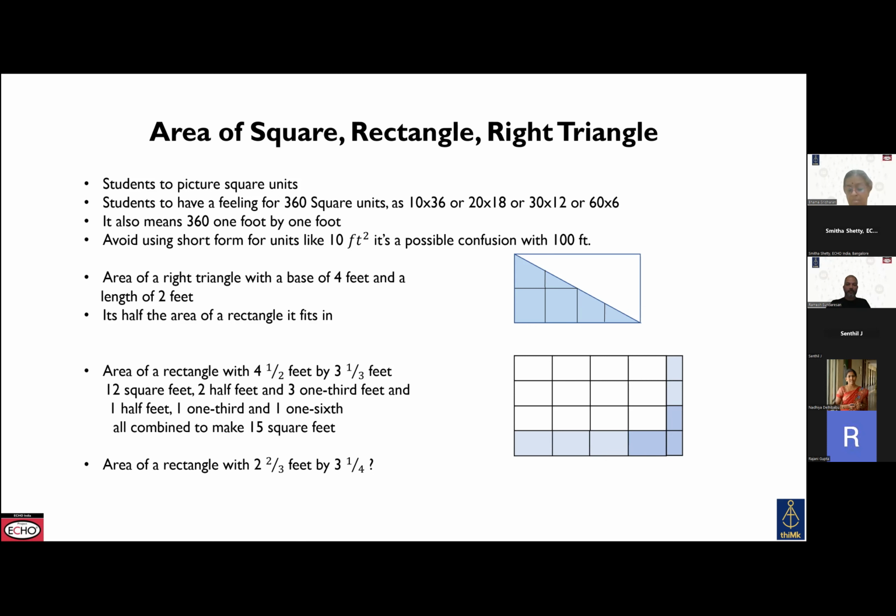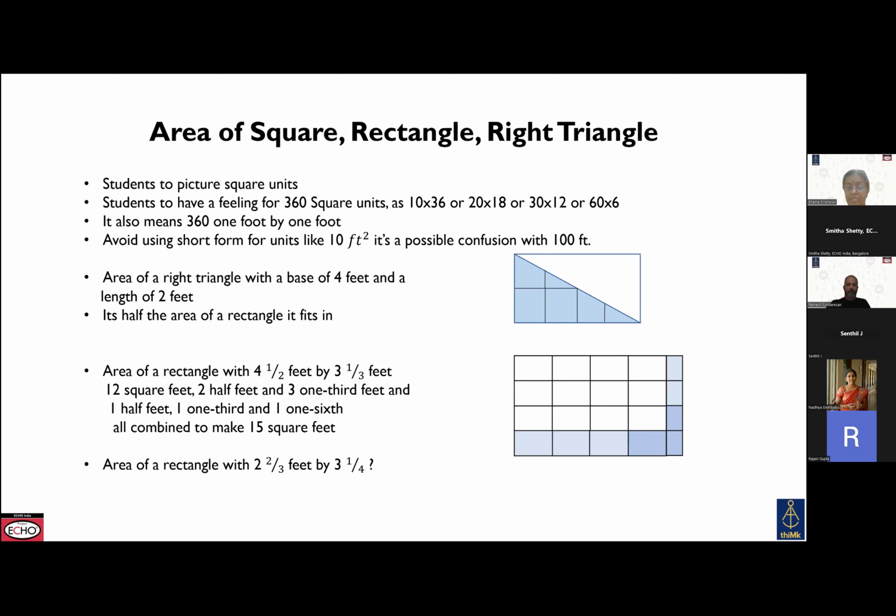Many times when we write 10 square feet or 10 feet square, there is a possible confusion of whether it is 10 square or 100. When we introduce this, 10 feet square is not yet introduced at that age. Exponents come much later. Most teachers handling it in class would know that it is a term they haven't introduced yet.